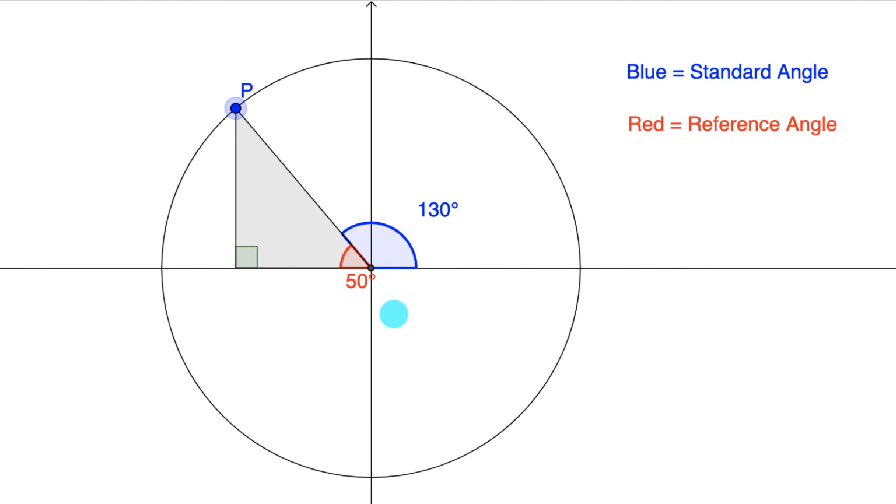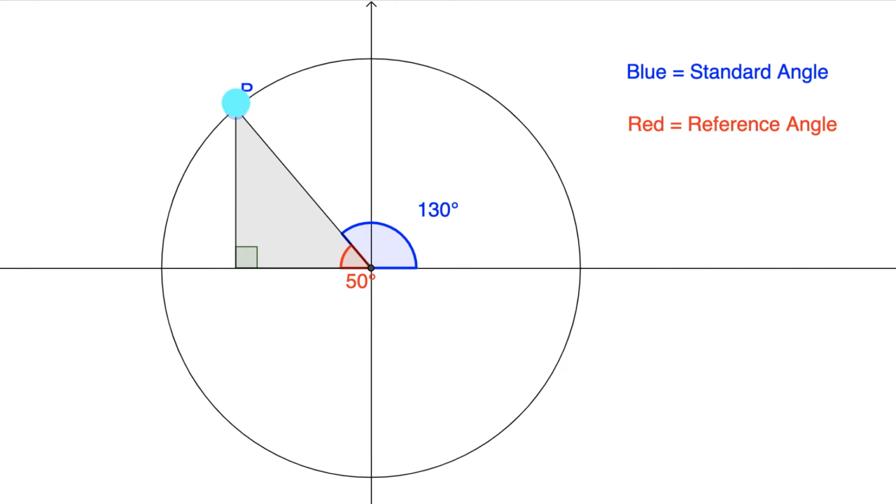So if I rotate 130 degrees, that means from the positive x-axis all the way over to the terminal arm, that's a 130 degree rotation. Now that 130 degrees has a reference angle of 50 because the angle between the closest x-axis, which would be a 180 degree rotation, and the terminal arm would be 50 degrees, right? The difference between 180 and 130 is 50.